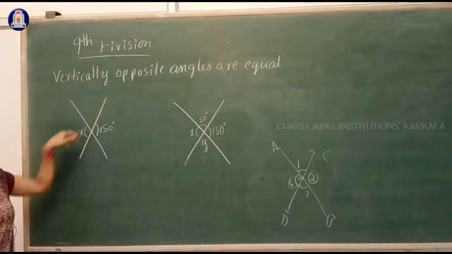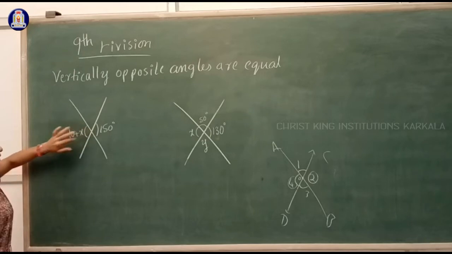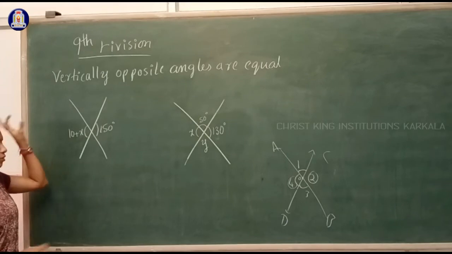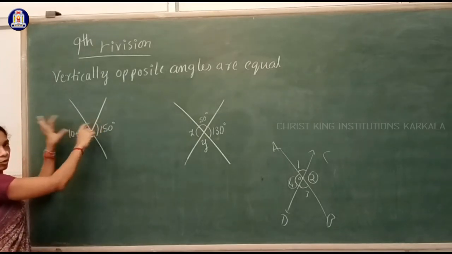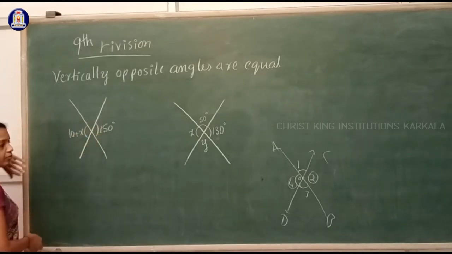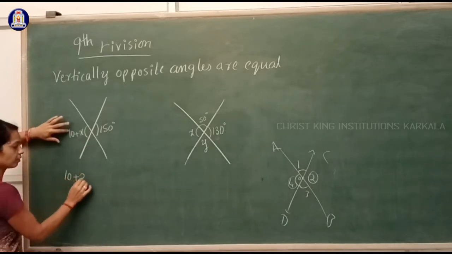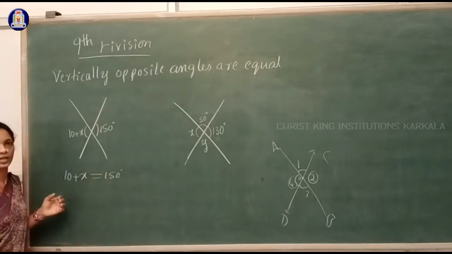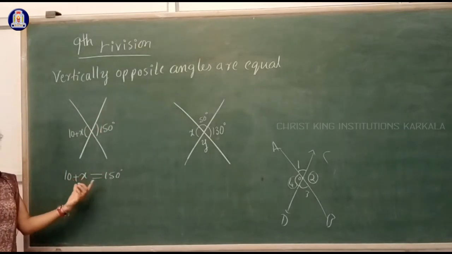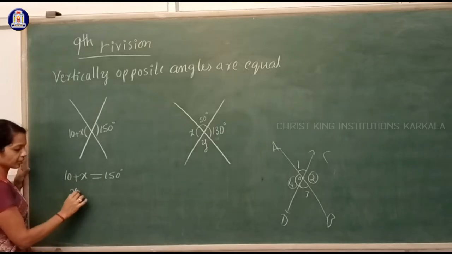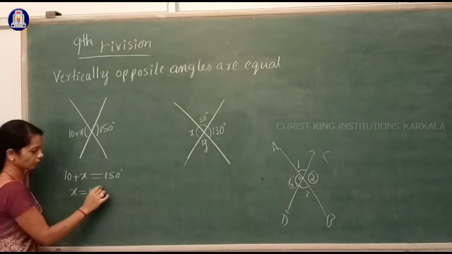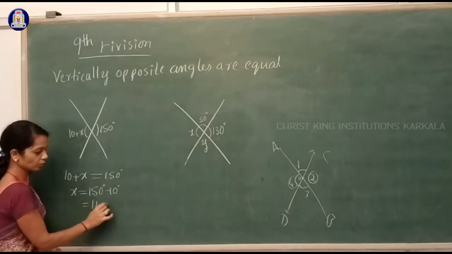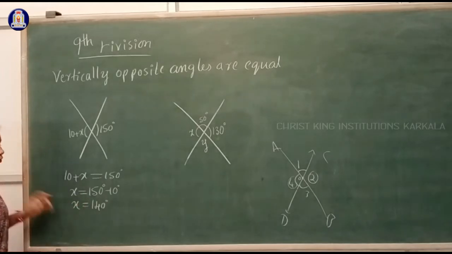See here, two lines are intersecting at one point, and you know that vertically opposite angles are equal. Here the vertically opposite angles given are 10 plus x and 150. So 10 plus x is opposite to 150 degrees, and we know that vertically opposite angles are equal. So we get one equation. From that you can get x is equal to 150 degrees minus 10 degrees, that is equal to 140 degrees. So x is equal to 140 degrees.